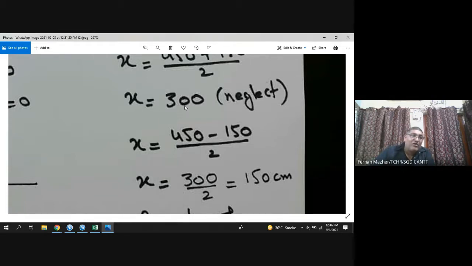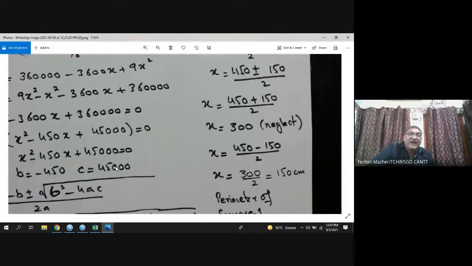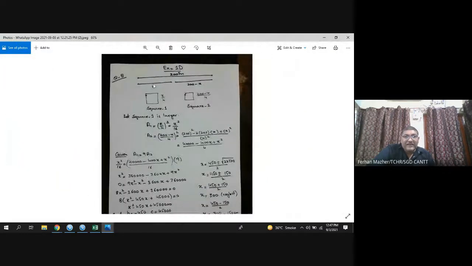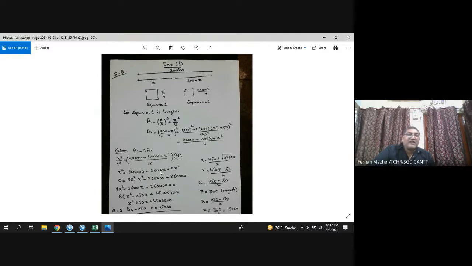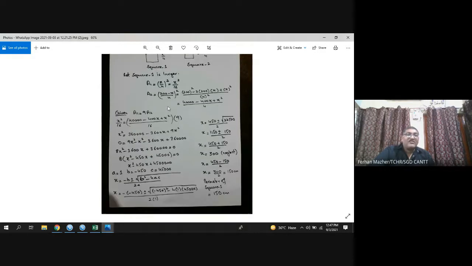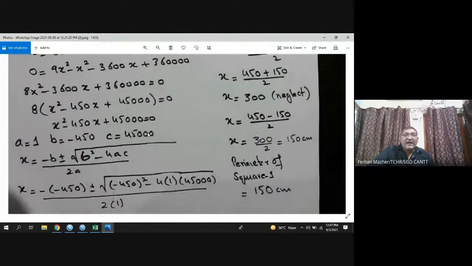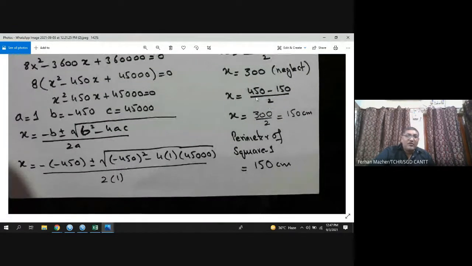The x value of 300, I will neglect this value. Why? Because x represents a piece of the wire. Basically, let me show you. The x represented this piece of the wire, which was a part of this 200 centimeter wire. So x cannot be 300 centimeters. x cannot be more than 200. So that's why the value 300 we have neglected. Now, x is equal to 150.